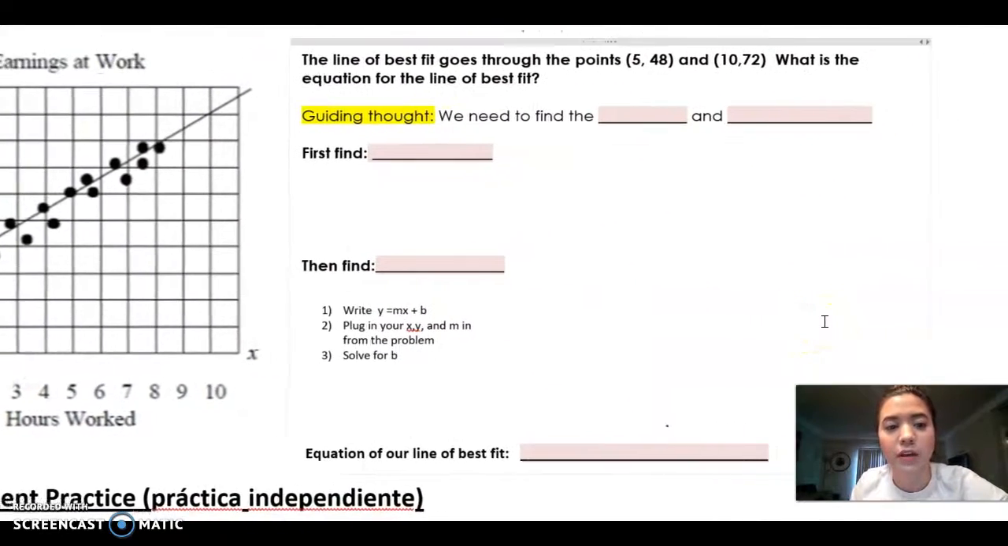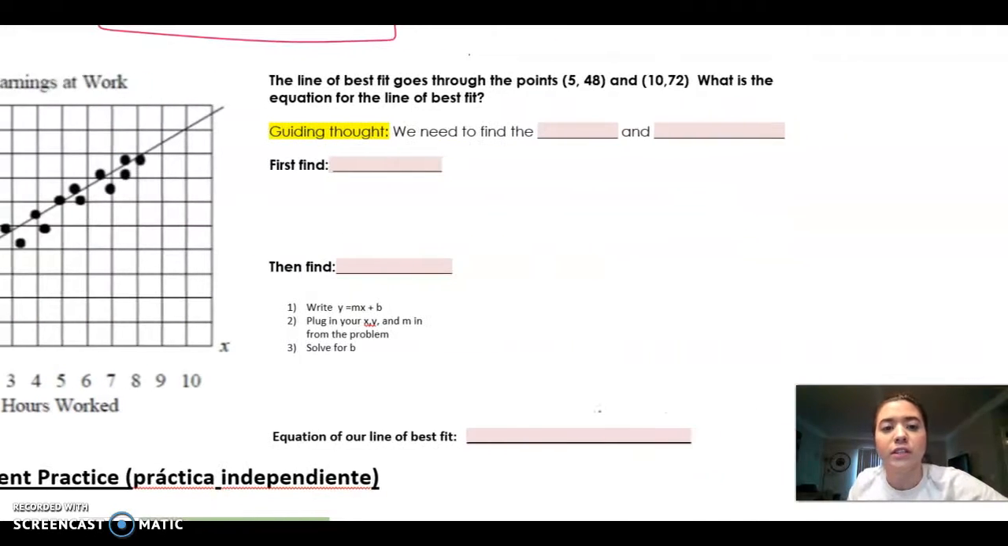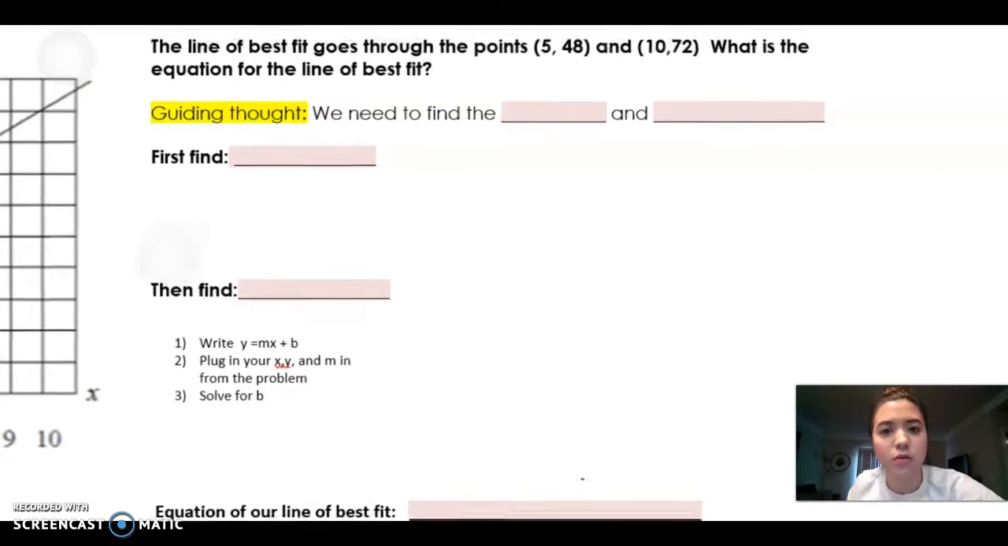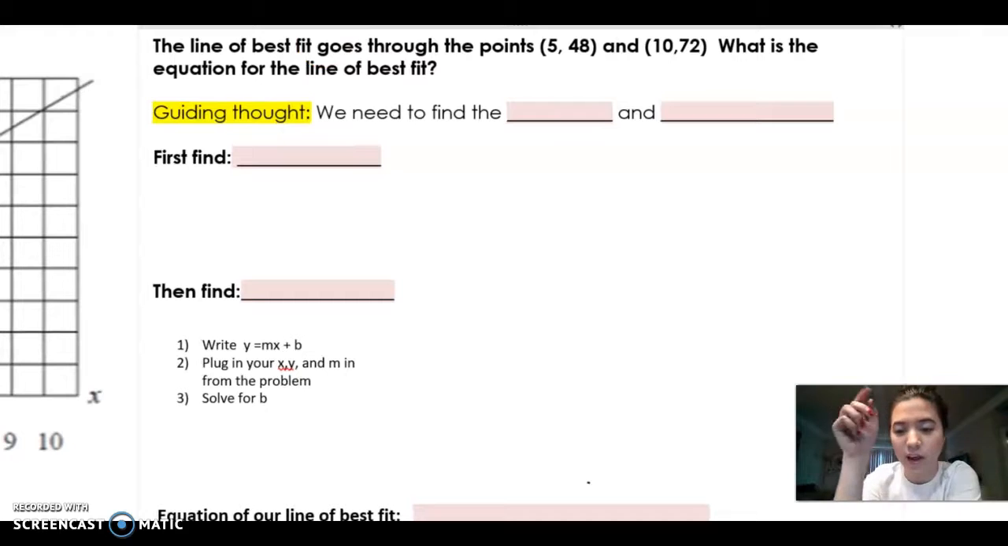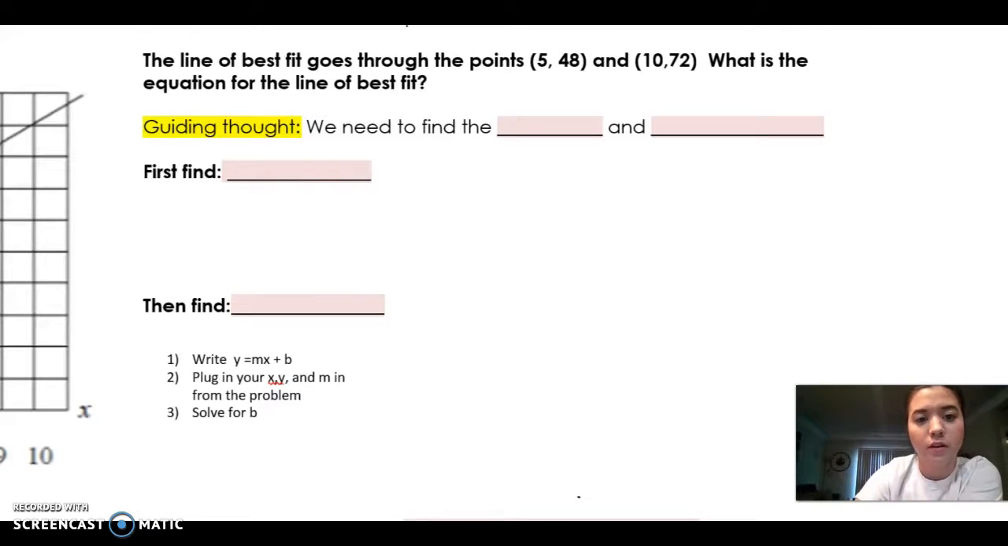Let's look at this one now. So we have earnings at work. We have hours worked and then dollars earned. Let's see, the line of best fit goes through the points 5, 48 and 10, 72. What is the equation for the line of best fit? So again, think of the 2 things that we need to find. We need to find our slope. And then what's the other one? Our y-intercept.